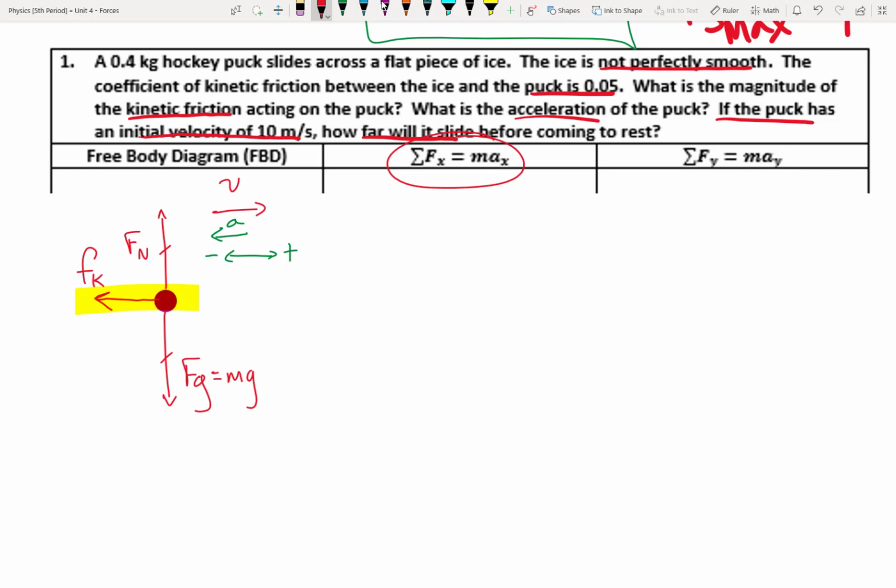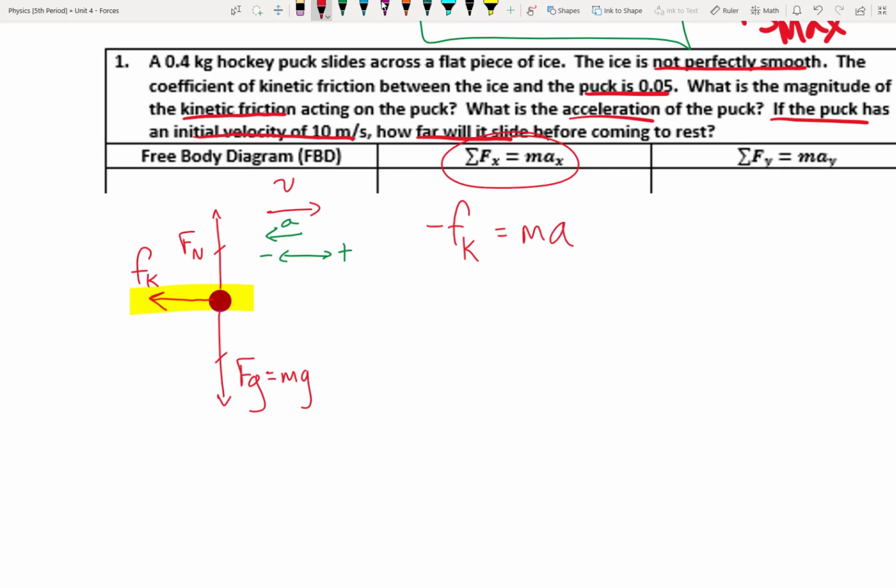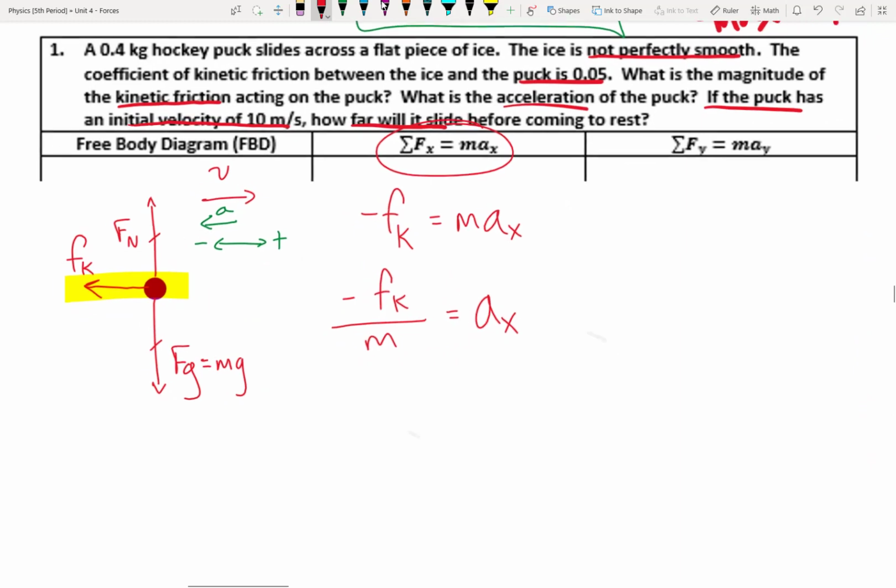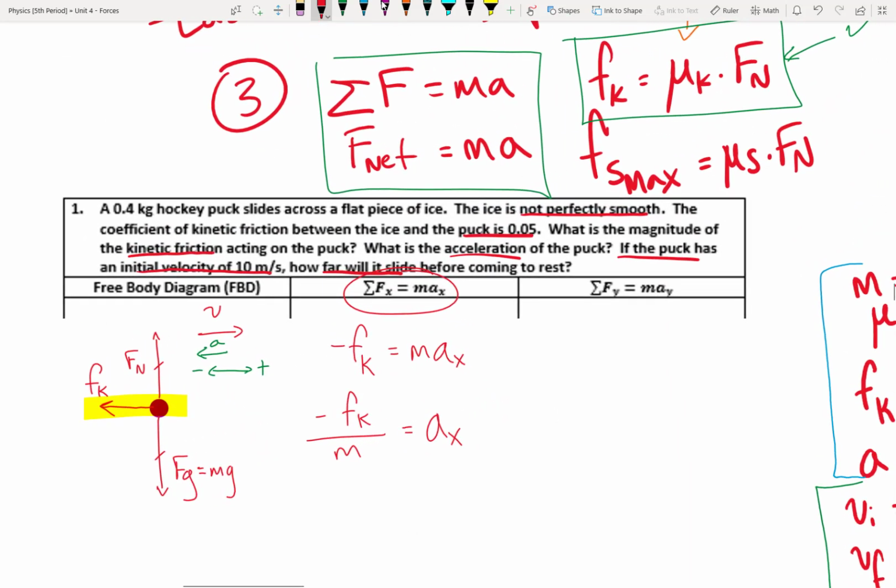Okay, so for the x direction, I've got minus Fk if to the left is negative. Those are all the forces acting in the horizontal or x direction. It's just kinetic friction equals mass times acceleration in the x. We want to find acceleration. So I get minus Fk over m equals a sub x, acceleration in the x. Now I know the mass, that was the 0.4 kilograms. I don't know the value of the kinetic frictional force, but we do always know, like boxed up here, our kinetic friction is equal to mu k times the normal force.